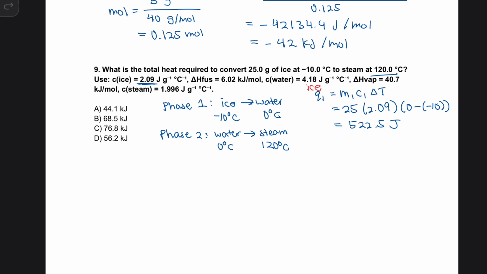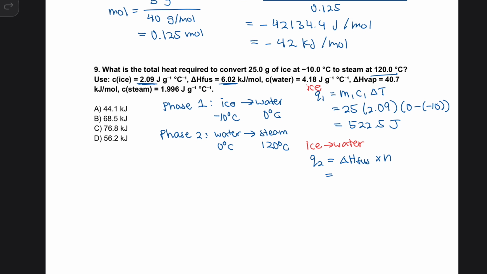The first one is changing the temperature while it stays at the same state. And the other one, where we use the delta H of fusion, is for when it's changing states, but the temperature doesn't change. So our next step will be going from ice to water, and this we'll call Q2. So for this step, Q is delta H fusion times the number of moles.